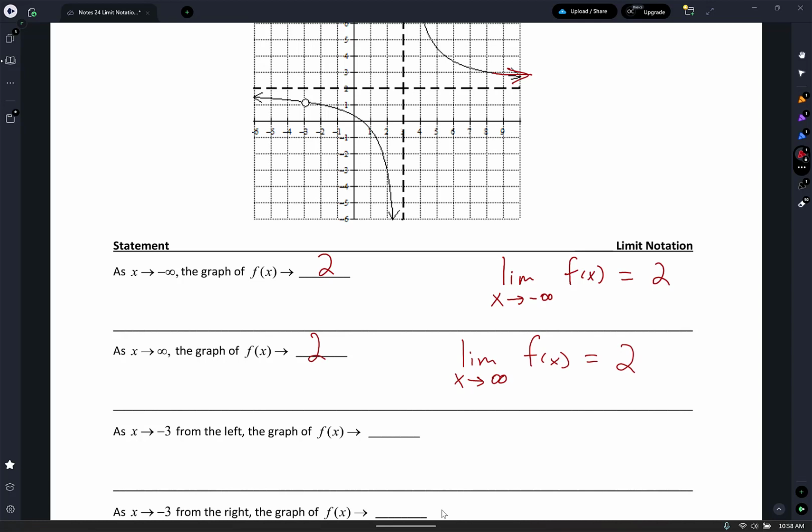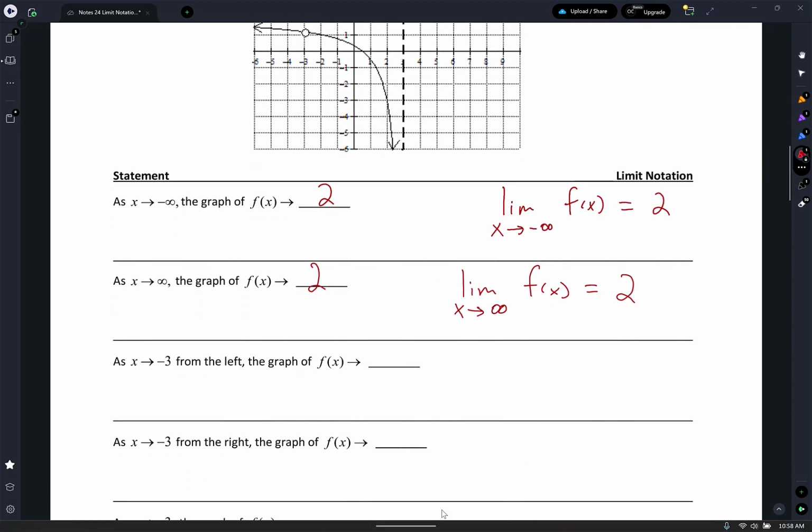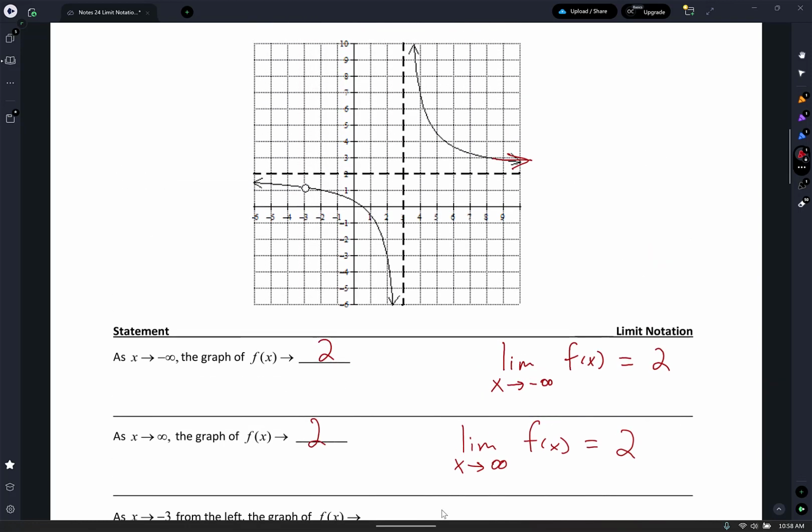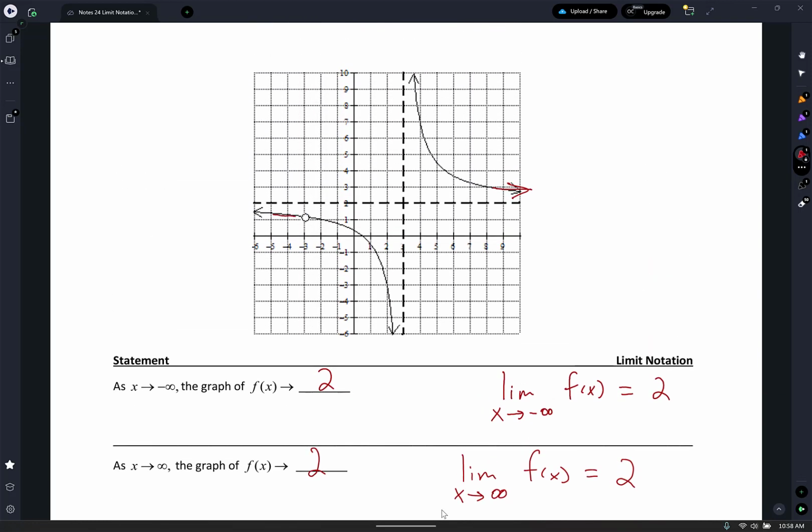How do we feel so far? Cool. Look at this next one. As x approaches negative 3 from the left. Okay, so here's negative 3, and I'm approaching from the left. Notice there's a hole. But I'm still approaching that y value, even though it's a hole. It's just discontinuous. We'll talk more about that later on.